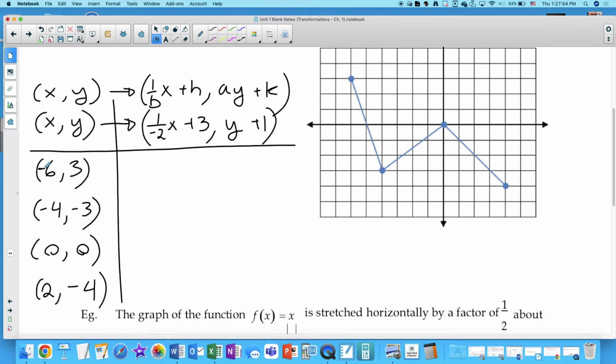Okay, so now I'm just going to plunk this x and y value into here, right? So this point will map to 1 over negative 2 times negative 6 plus 3, comma, 3 plus 1. Okay, and then I would rewrite it out so you actually know where it goes, right? So let's see, negative a half times negative 6 is 3, plus 3 is 6, and then this one's pretty easy. 3 plus 1 is 4.